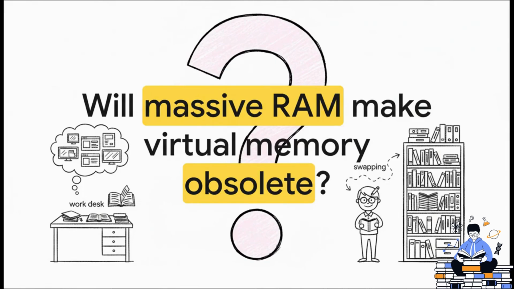Which kind of brings us to a final thought to chew on. These days we have computers with massive amounts of RAM, way more than a decade ago, and it keeps getting cheaper. So here's the question. Will we ever reach a point where we have so much physical desk space that our virtual librarian can finally just retire? Something to think about.